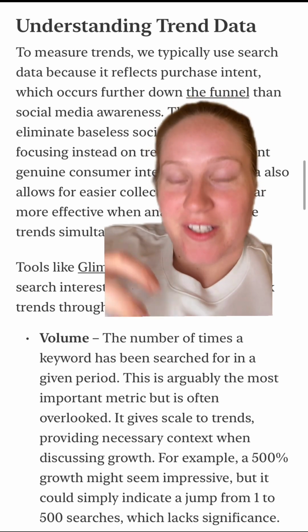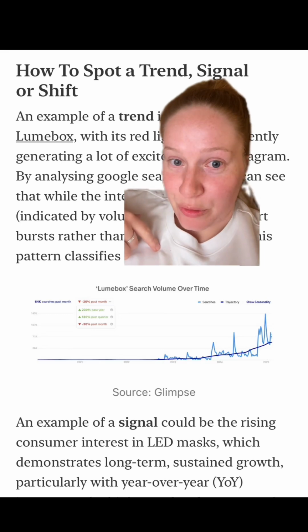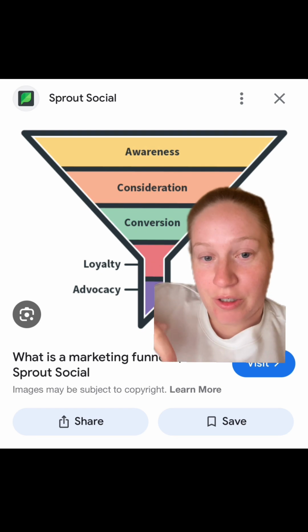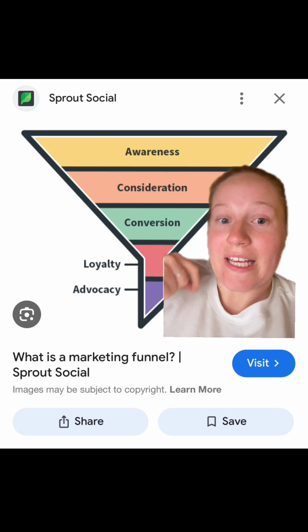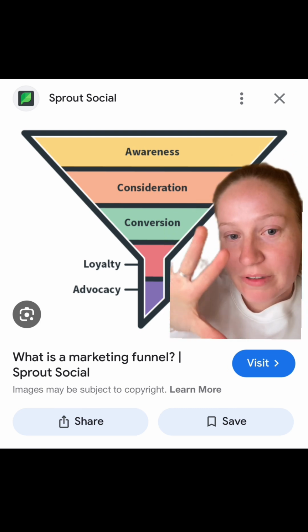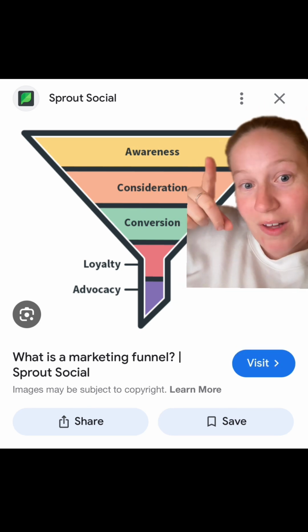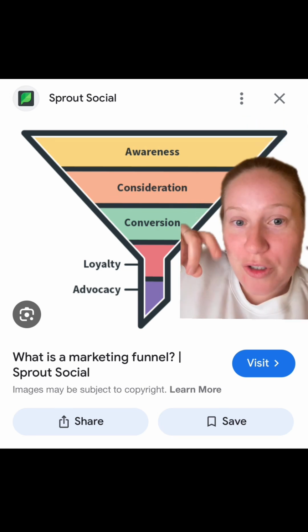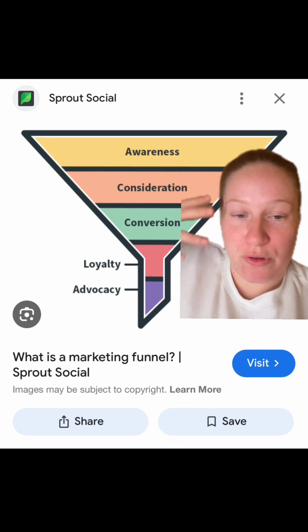The first thing you have to decide when you're going to analyze trends is where you're going to get the data from. I analyze Google search data and I source it from Glimpse. The reason that we look at search data rather than social media engagement is because search data has a stronger intent to purchase. So when you think about a really basic marketing funnel, social media is up here, it's in awareness, rather than someone searching for that product is further down the funnel. So looking at search data instead of social media data helps us eliminate baseless social media hype.